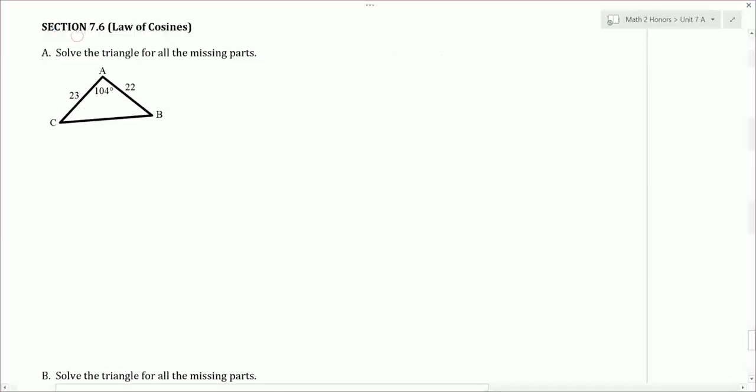So this is section 7.6, the law of cosines, and we need to solve the triangle for all the missing parts. We are given side, angle, side in this case. And so we need to find side A. We need to find angle C and angle B.